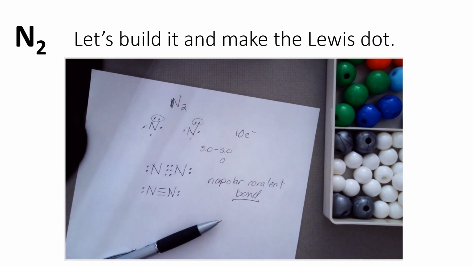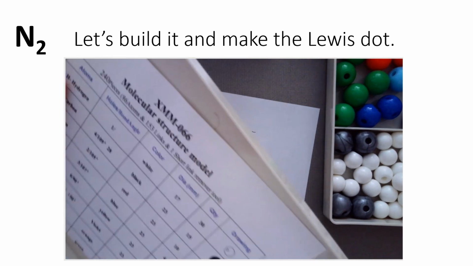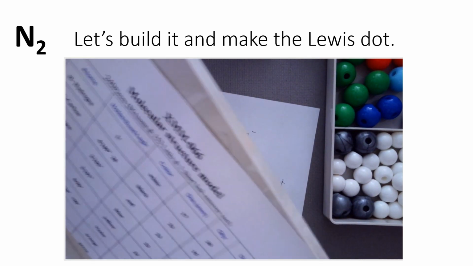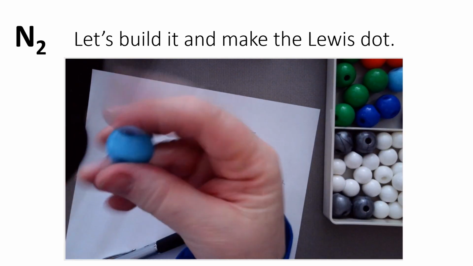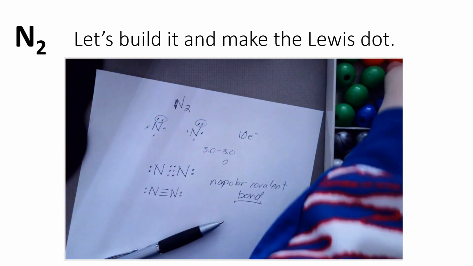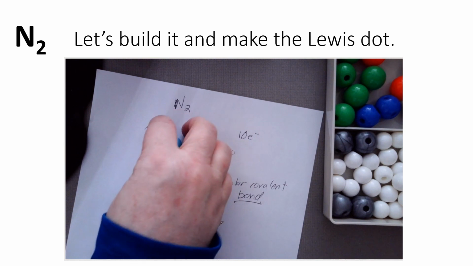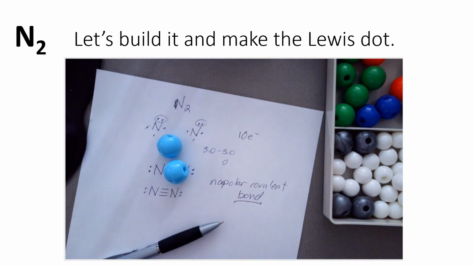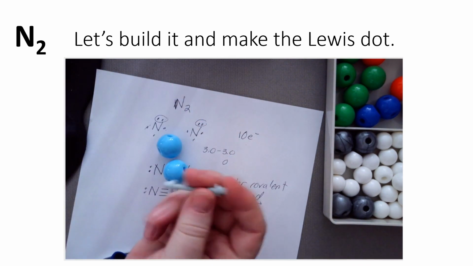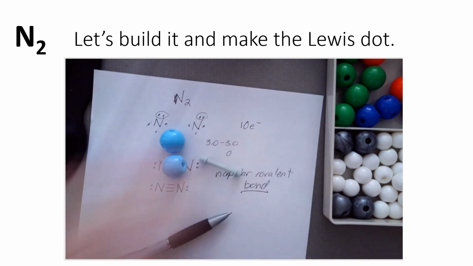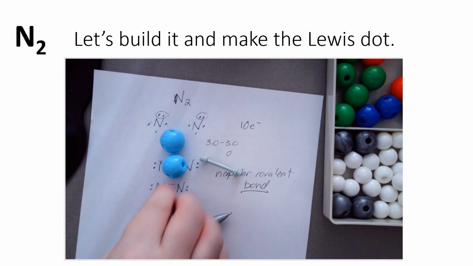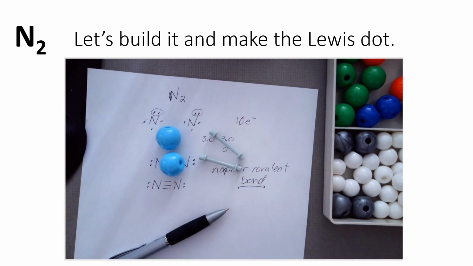All right, so we got to get nitrogen. So for nitrogen, we need blue. Okay, so we're going to use this one right here. Okay, and this one. All right, and then I need some bonds. All right, so we're going to use these longer ones because you see they're going to have a little bit more stretch. So I'm going to find how many bonds did we have? 3. So I'm going to find them like this.